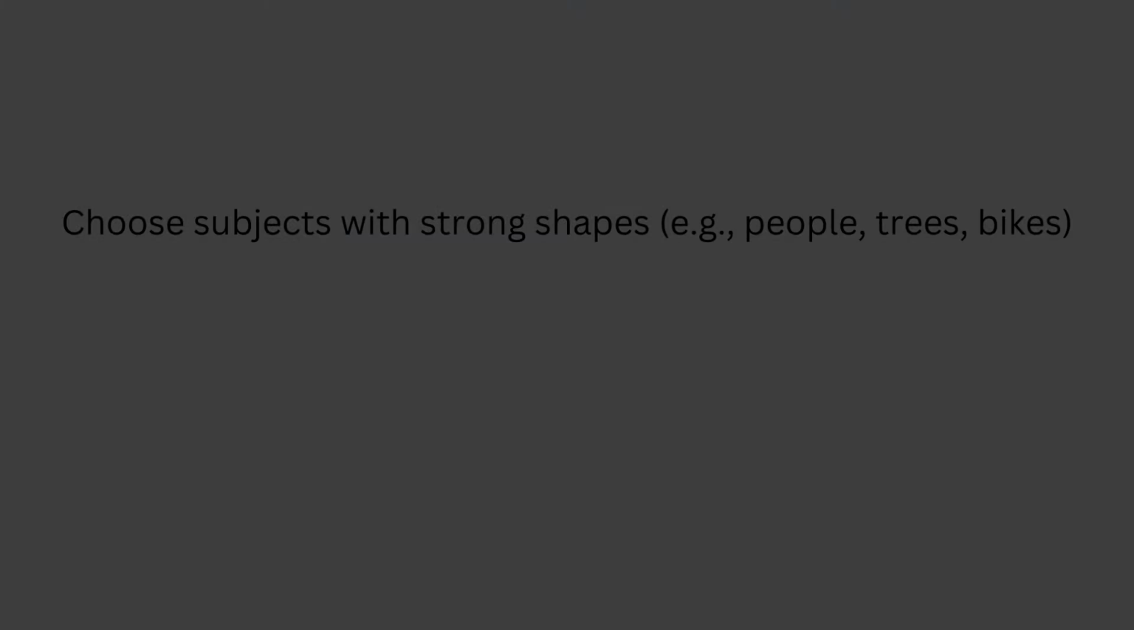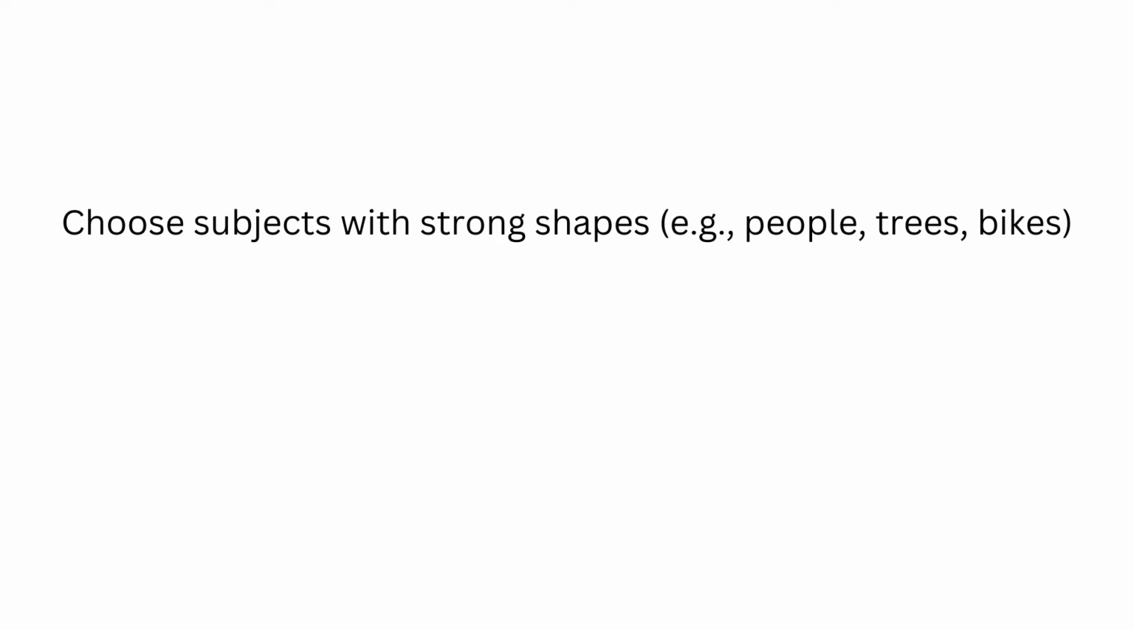If you're looking around for subjects, you want to look for very strong shapes, whether it's people, trees, bikes, animals. The one thing to keep in mind, whatever the subject, is to avoid cluttered scenes. You want to keep the outlines as clean and as simple as possible for a very dramatic silhouette effect.